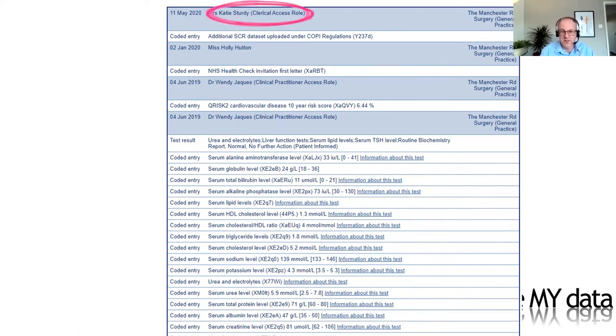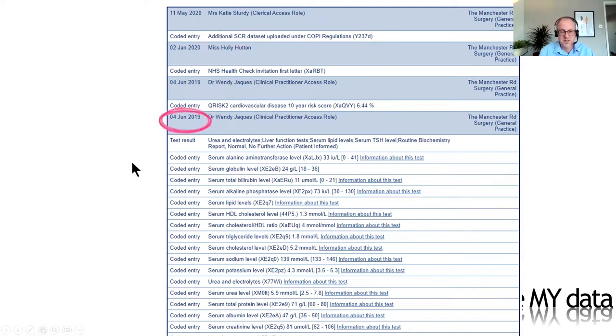It tells me who has made that change to the record, and it tells me what that change was. In this case, this was to do with the COPI regulations, the regulations which were enacted to enable data to be used in response to the COVID pandemic. And this is just a reflection on my record that said the data from my clinical record was uploaded to the central COVID database under the legal permissions of the COPI regulations. So quite detailed information on there about where data may have been used.